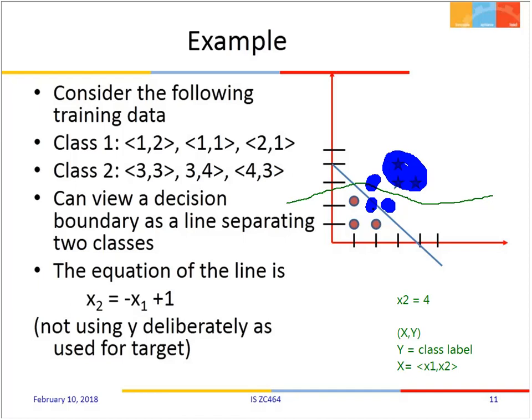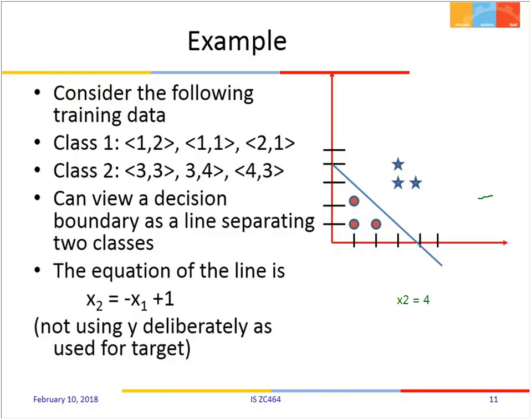Fine. Any other doubt? So the equation x2 equals minus x1 plus 1 is not the right equation in the scenario where I had taken these points. The reason, as I explained to you, is that if I take 1 as the intercept, it will not be able to separate out the samples belonging to two different classes.